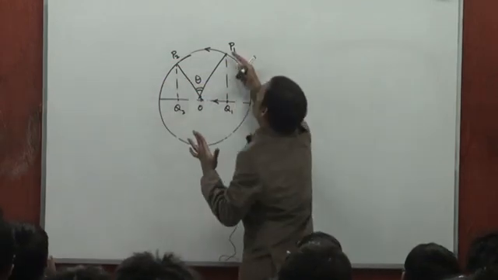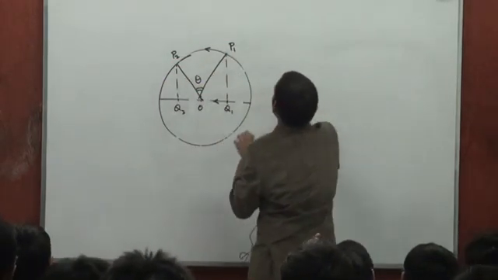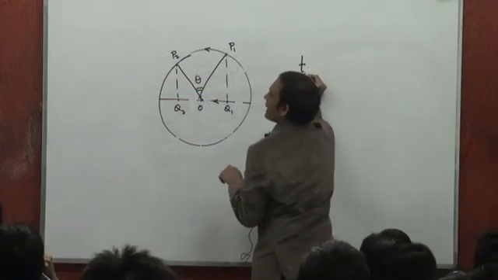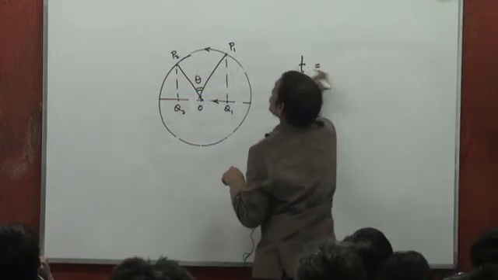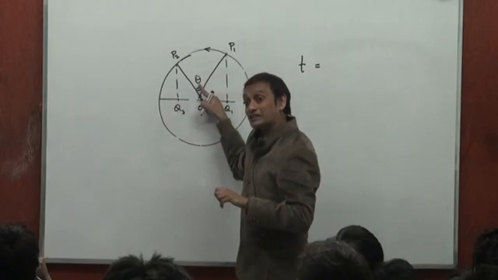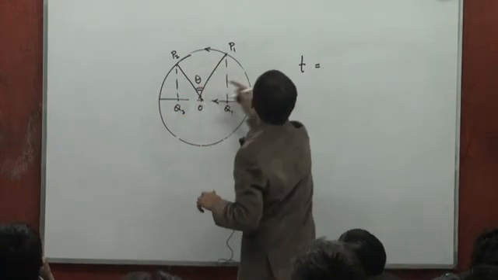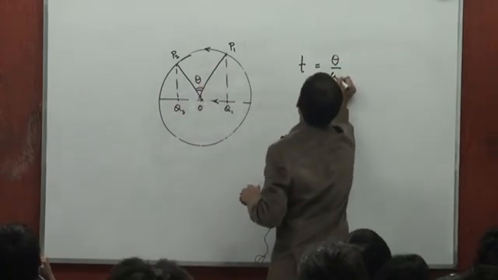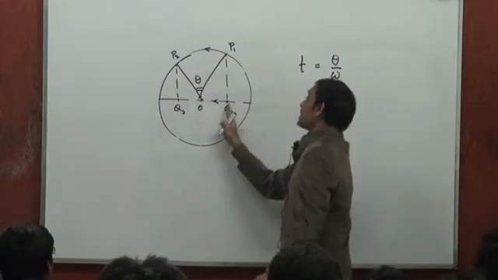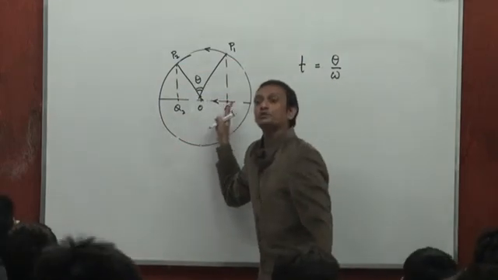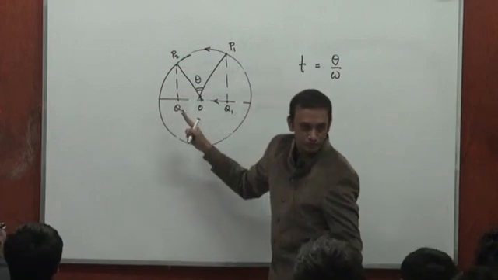So very clearly, what's the time taken by P to go from P1 to P2? If you can find from geometry this angle theta, then the time it takes to describe this angle theta is going to be theta by omega. And in this time, Q would have migrated from Q1 to Q2 as shown in the figure, right?